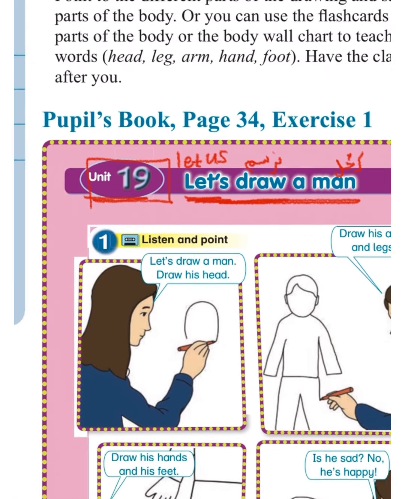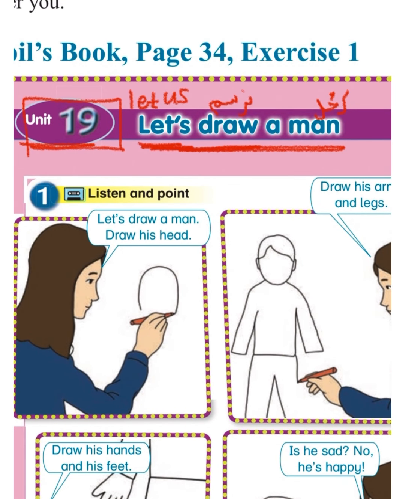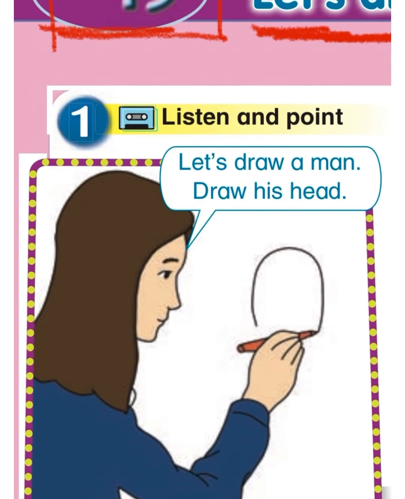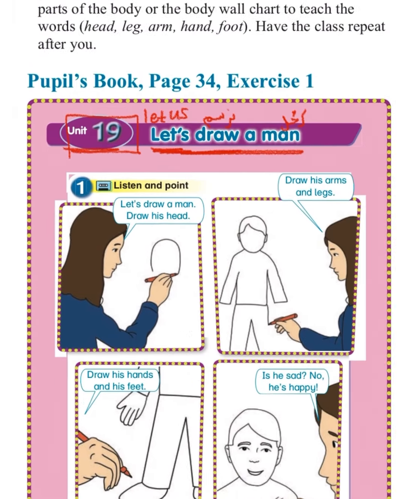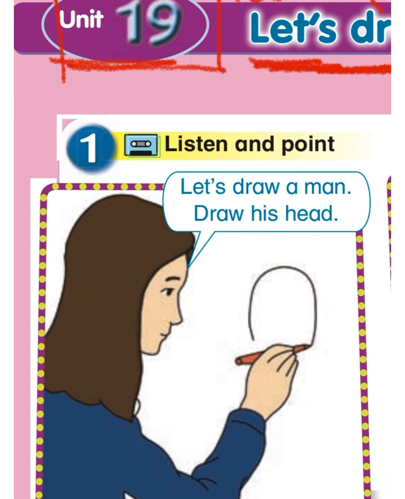Okay. Let's draw a man. Draw, نرسم, هيا نرسم, let's draw. D R A W, draw. Let's draw a man. Okay, picture number one. Here we have the teacher. The teacher wants to draw a man, هي بدها ترسم رجل. Yeah, let's draw a man.